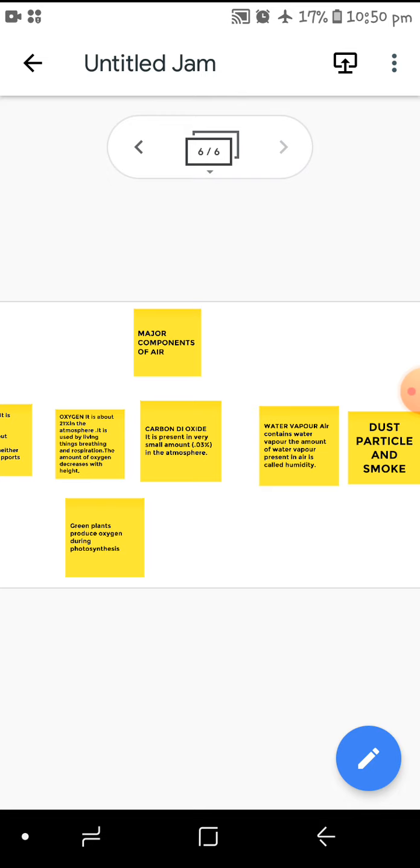When water vapor comes in contact with cool air, it forms water droplets. That is why if you keep a glass filled with ice, after some time you can see small drops of water outside the glass. These drops come from the water vapor in the air. When this water vapor containing air came in contact with the glass filled with ice, it was cooled down and changed into water droplets. The next component of air is dust particles and smoke.